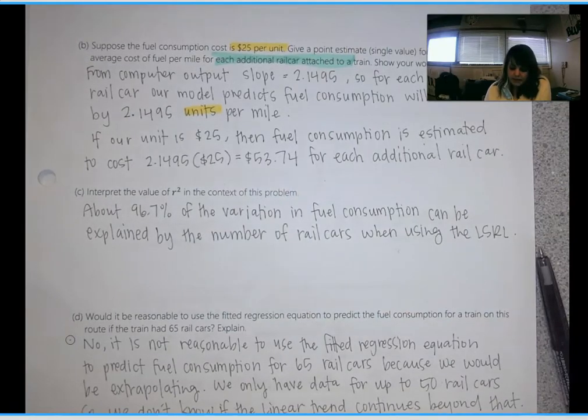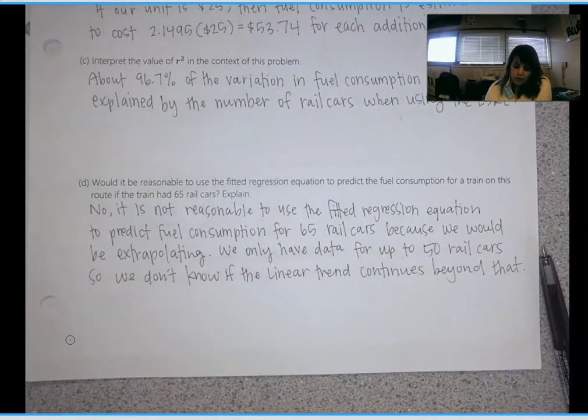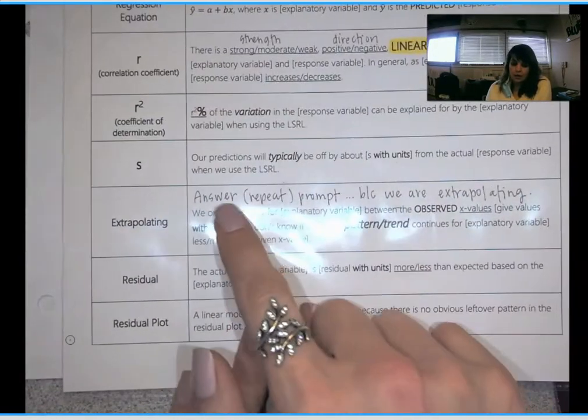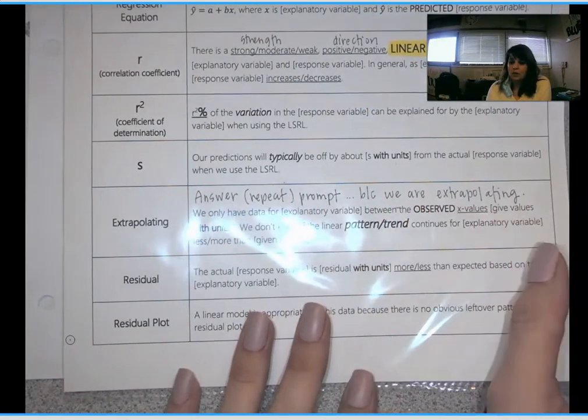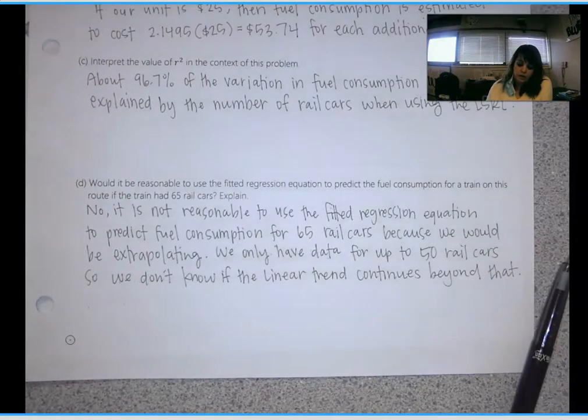And then D, would it be reasonable to use the fitted regression equation to predict for 75 rail cars? And the answer is no. It is not reasonable to use the fitted regression equation to predict fuel consumption for 65 rail cars because we would be extrapolating. So notice I did exactly what I wrote here. Answer or repeat the prompt and then end with because we are extrapolating.